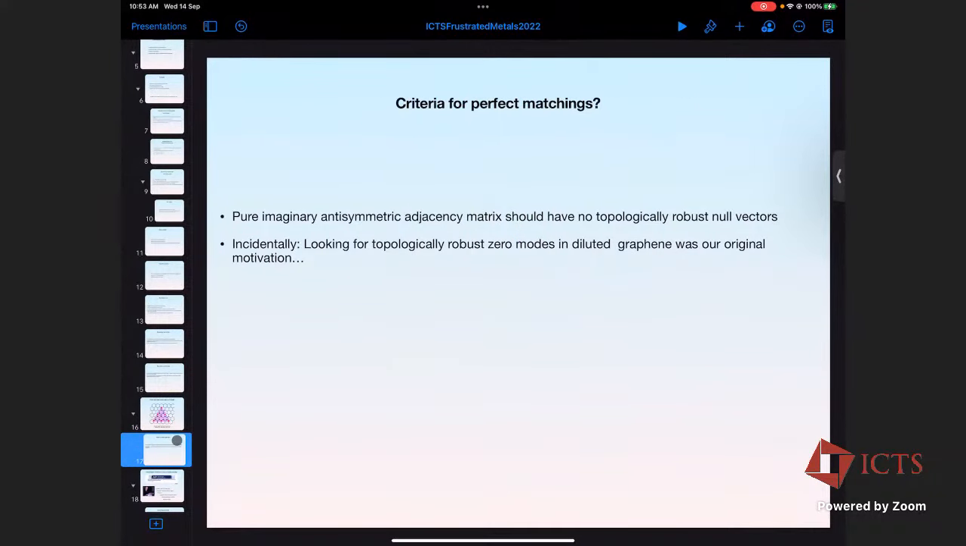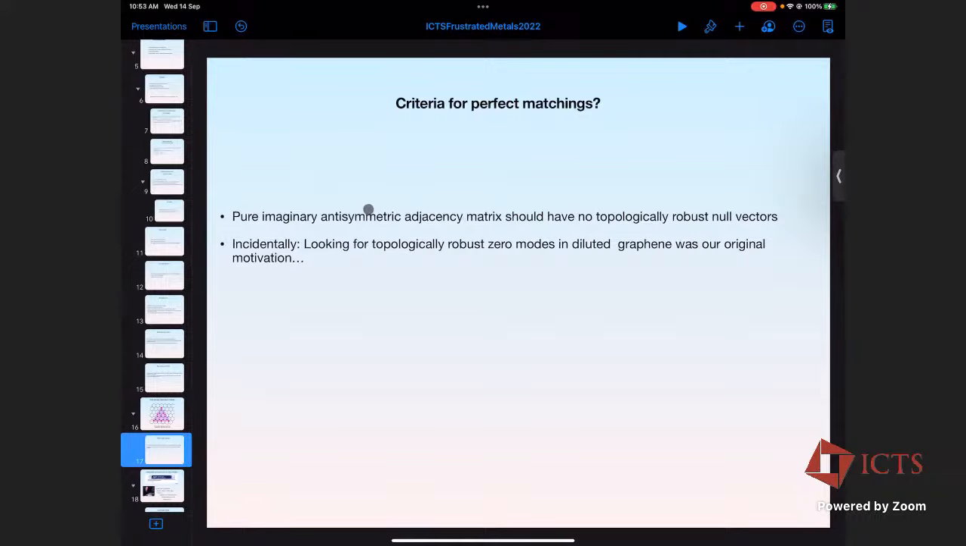So, if I'm drawing such pictures, I should back off a little and ask what do people actually know about perfect matchings and criteria for perfect matching. So let me just state the result that's well known since the 50s or 60s. The statement is, if you're asking whether or not there are perfect matchings of a particular graph, you construct an anti-symmetric adjacency matrix, and we like Hermitian matrices, so let's put an i in front of it. So let's construct a pure imaginary anti-symmetric adjacency matrix, right? It doesn't matter what the matrix elements are, but they should be non-zero only on links of the lattice. That's why it's an adjacency matrix, right?